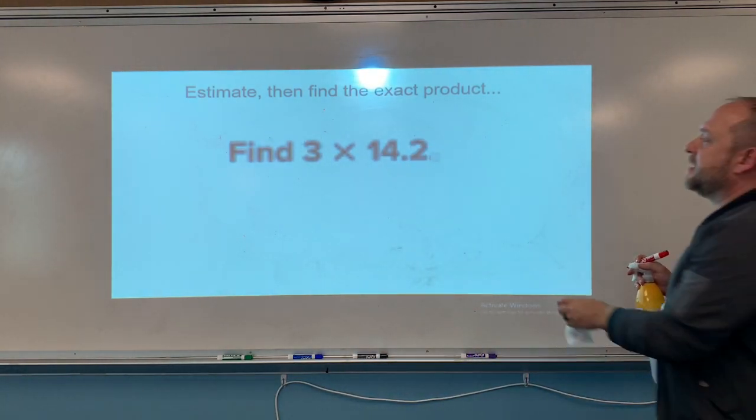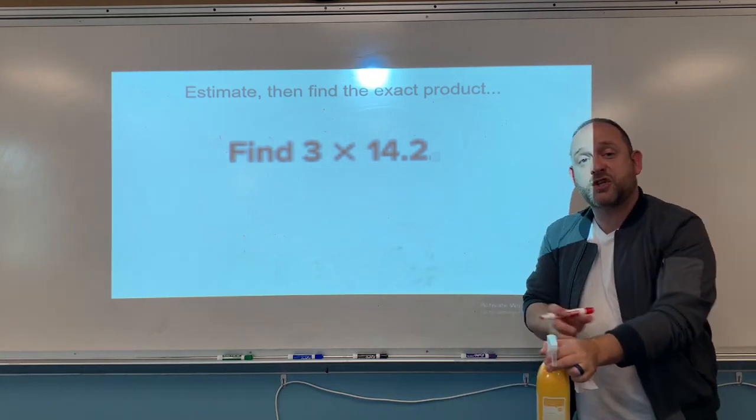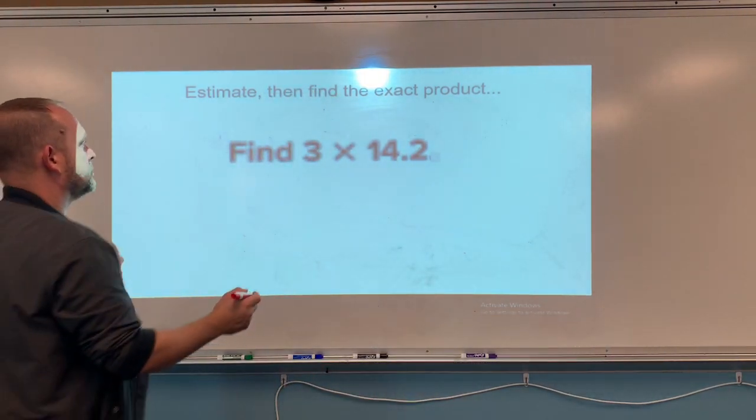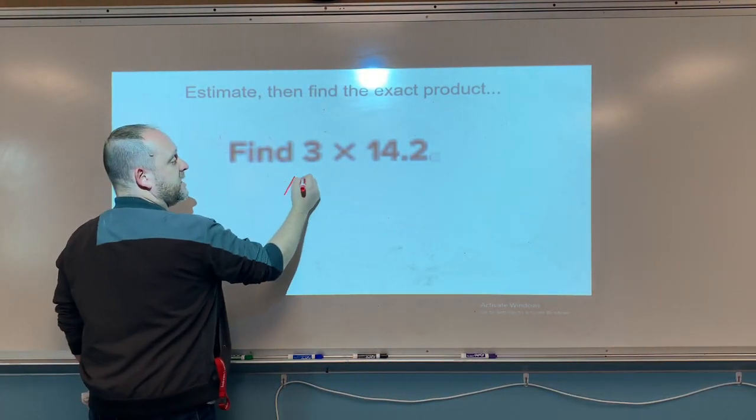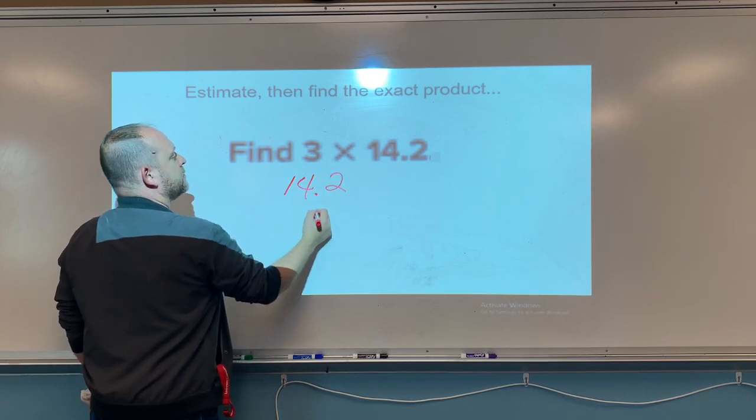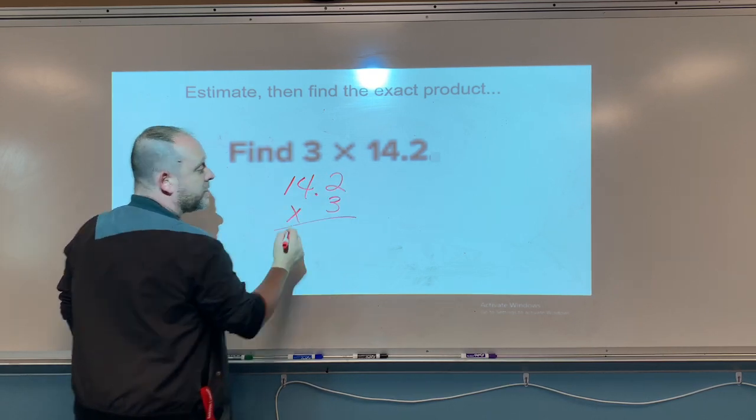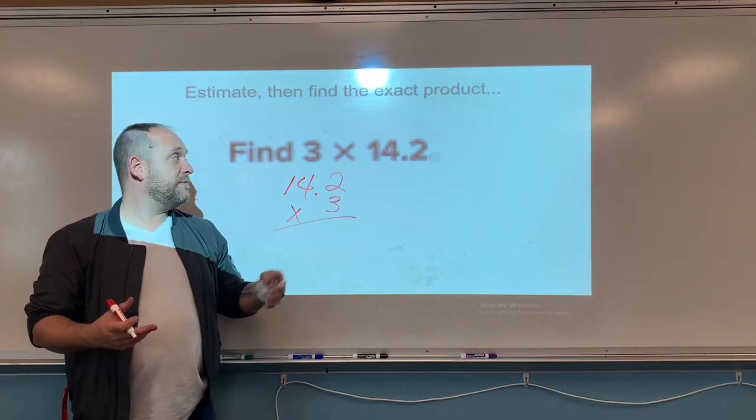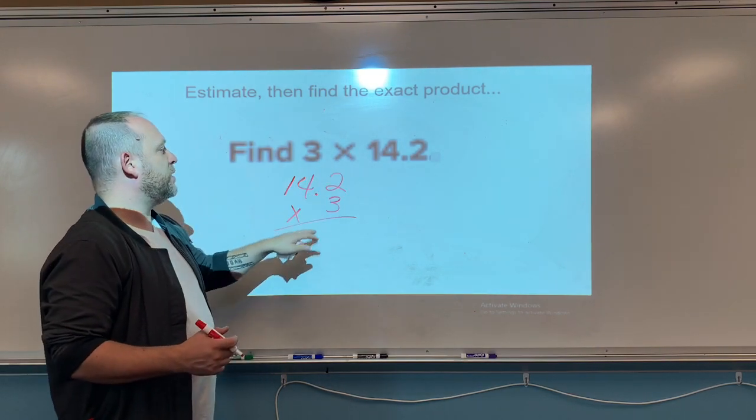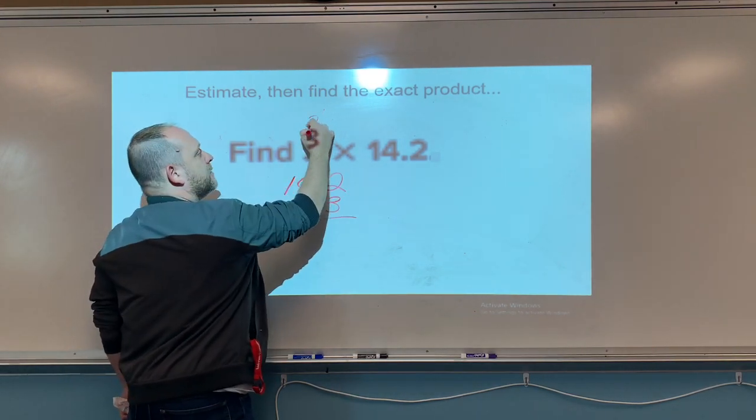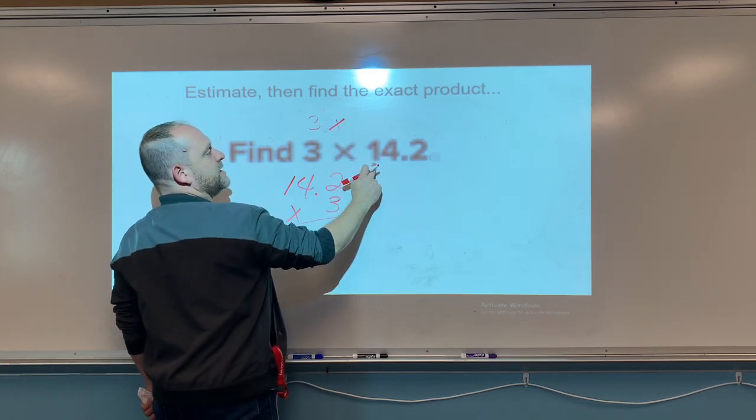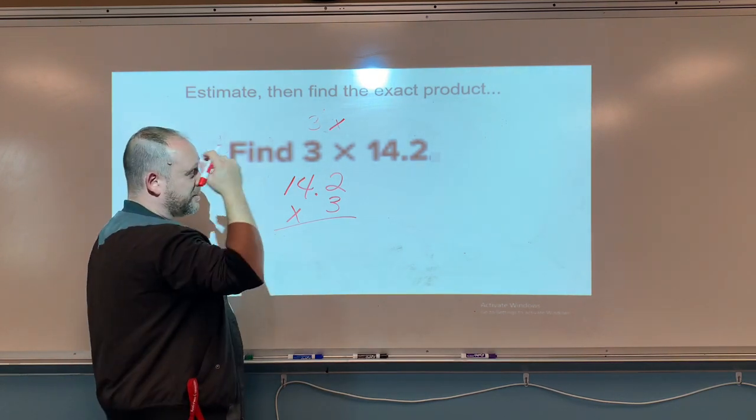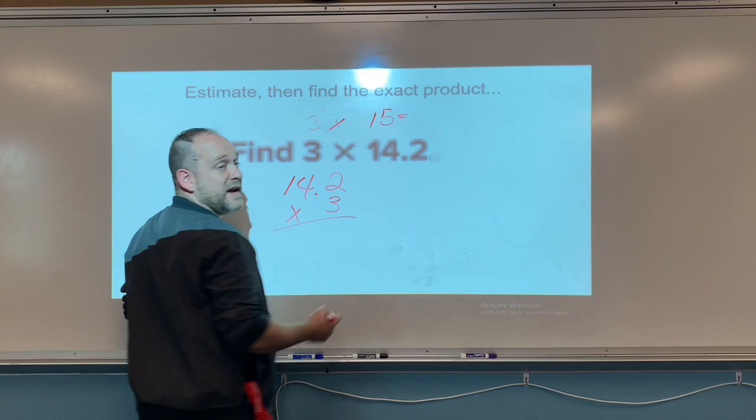All right, I have 3 times 14.2. 3 times 14 and 2/10. So I'm going to take my 14.2. I'm going to put it on top. It doesn't really matter because when you're multiplying, you can multiply either number on the top and bottom. As long as you keep your places lined up, you should be good to go. All right, so 14.2 times 3, if I'm estimating, that's pretty close to 3 times 15. The easiest one I can think of that I know off the top of my head quickly is 15. I do 15s really fast in my head.